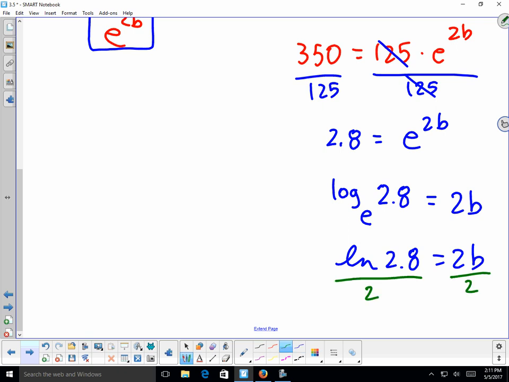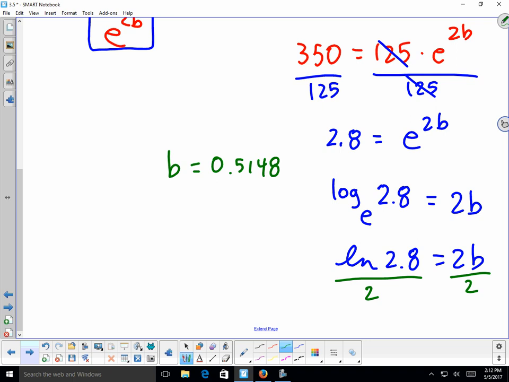Can you give me a decimal, with at least 4 decimal places, for b? Anna? It'd be 0.5148. 0.5148. Do people agree with that? Okay, this is great, but first of all, we're looking for A and B, and we've only found B.